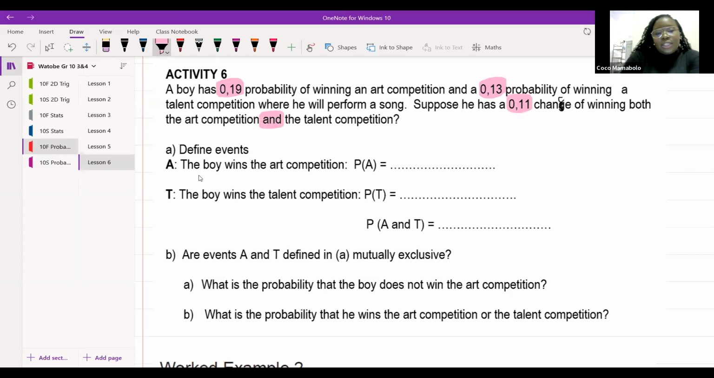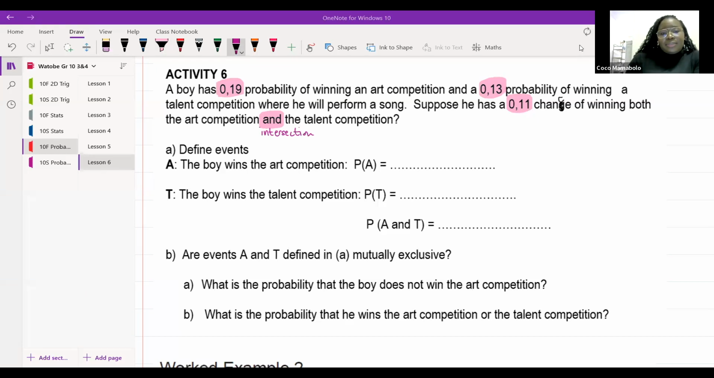Good, it's both, it's the intersection. Beautiful. And so we know that there's an intersection somewhere where he could win both, right? He could win the talent competition and the art competition, right?